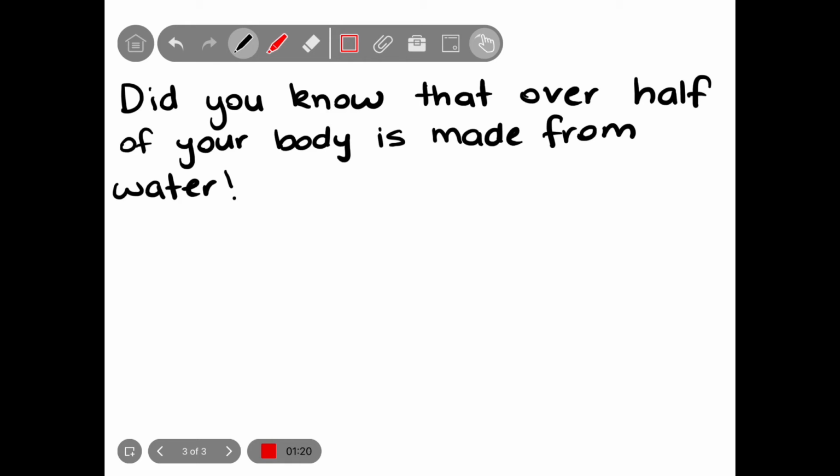My next sentence, I'm going to start saying that water is good for all different parts of your body, not just the whole thing. I'm going to add more detail so that my reader knows exactly what I'm saying. I need a capital letter again because it's a new sentence.